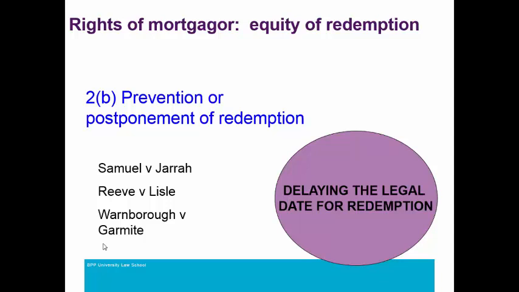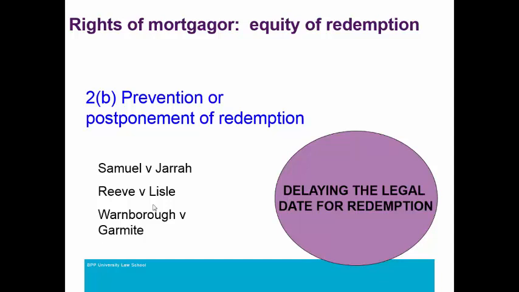So one of the tricks that lenders got up to in the past and still get up to today to make the loan last as long as possible is to push back the legal date for redemption. And that keeps the borrower locked into the mortgage until the legal date for redemption has passed, because the equitable right doesn't kick in until the following day. Now, the court's approach is different in domestic and commercial mortgages. In domestic mortgages, courts tend to be more generous to borrowers.